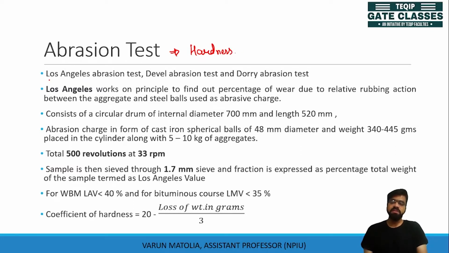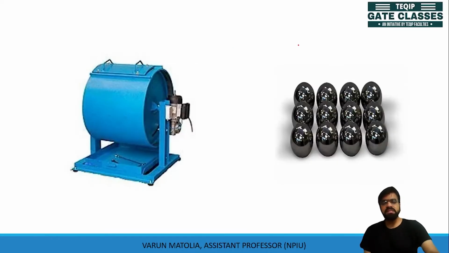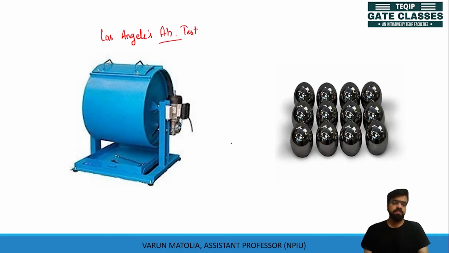There are 3 apparatus, or 3 test arrangements, which are used to calculate abrasion. First is the Los Angeles abrasion test. Another one is Deval's abrasion test, and Dorry's abrasion test. This is the setup of your Los Angeles abrasion test. These pictures are taken from Google Images. You can also find these images there and see for yourself how this equipment looks.